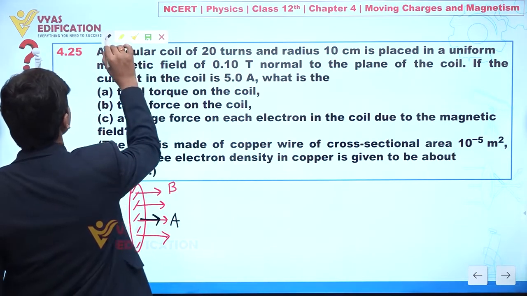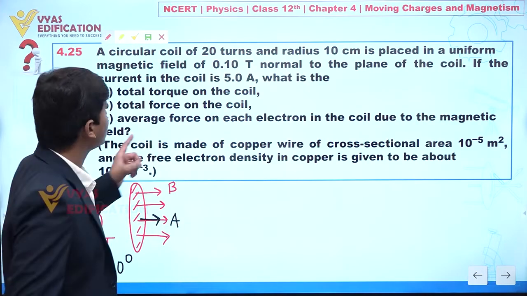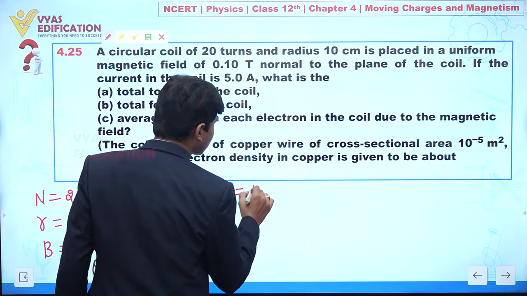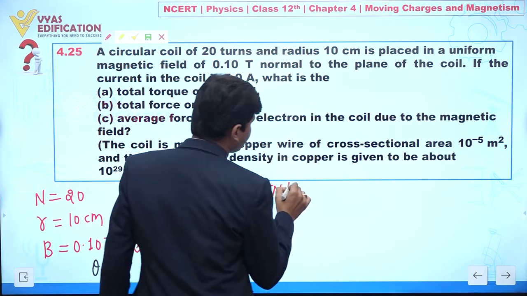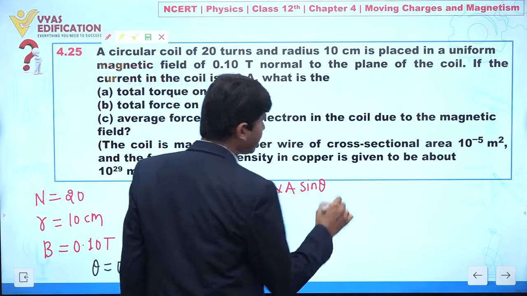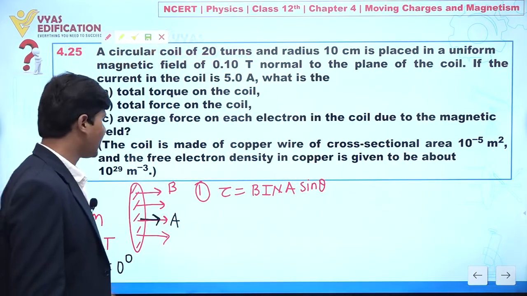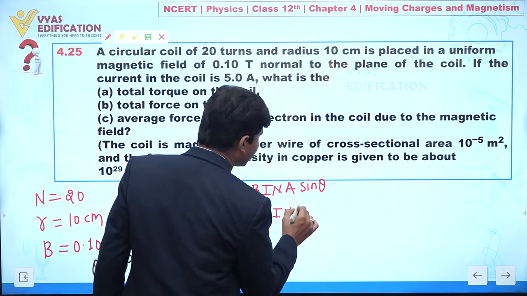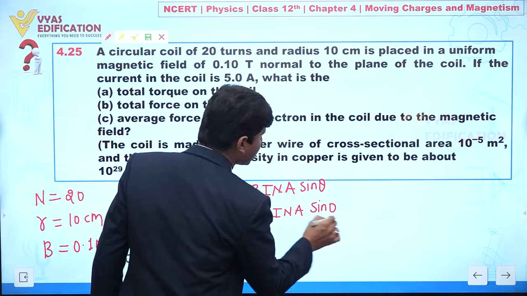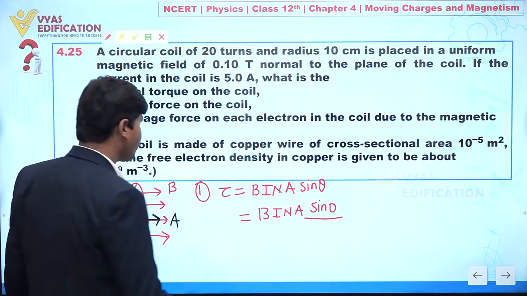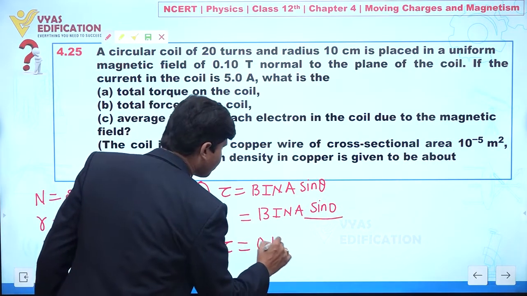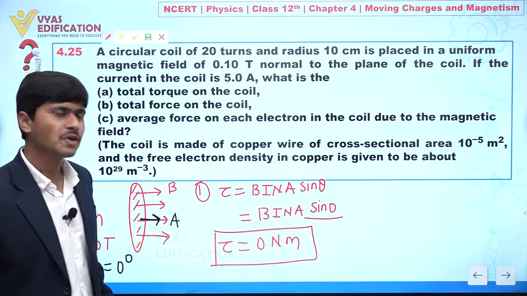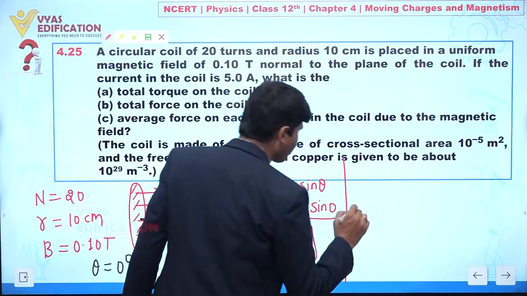In this question it is asking what is the total torque acting on the coil. So total torque is given by BIA sin theta. The angle between B and A is 0, so we have BIA sin 0. The value of sin 0 is 0. So from here we can say the value of torque is 0 Newton meter.